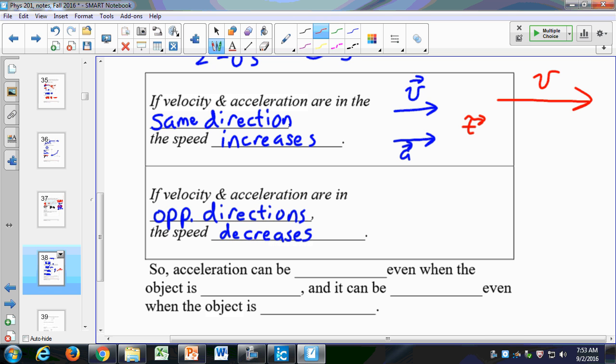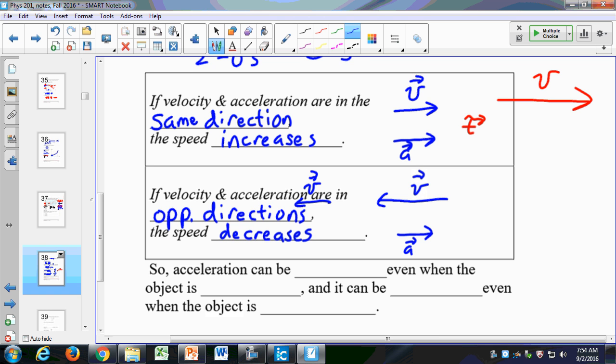However, if my velocity and my acceleration are in opposite directions, say that my velocity is in this direction, but my acceleration is in this direction, then after a certain amount of time, my velocity is going to decrease. It's going to get smaller. And we can see that like if we throw something up in the air. As I'm going up in the air, my velocity is in what direction? Up or down?